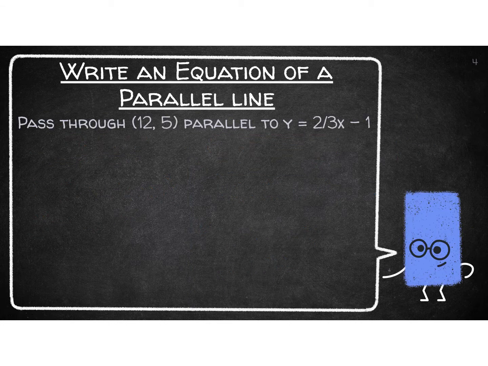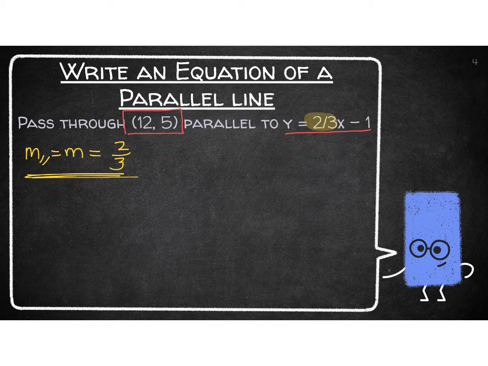So we're going to write an equation of a line that is parallel to our original line here, y equals 2/3 x minus 1. And it's going to pass through the point (12, 5). Okay, so I want to first find my slope, and I see the slope of my original line is 2/3. So because m parallel is equal to the original m, that must mean it is also 2/3.